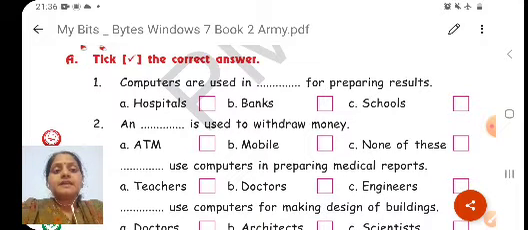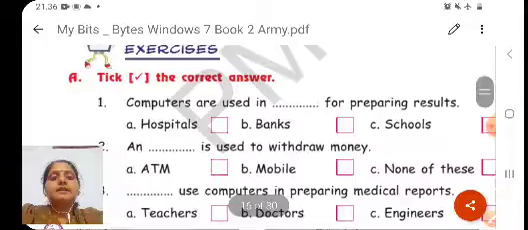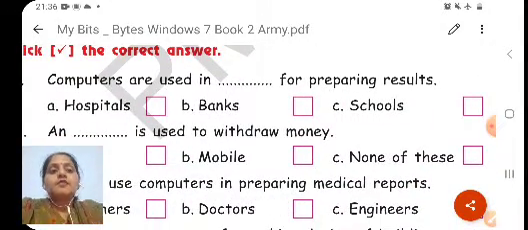As we know children, here 3 options are given. First is hospital, second is banks, third is schools. Computers are used in dash for preparing result. In hospitals we do not prepare result. In banks also we do not prepare result. So the answer is school.